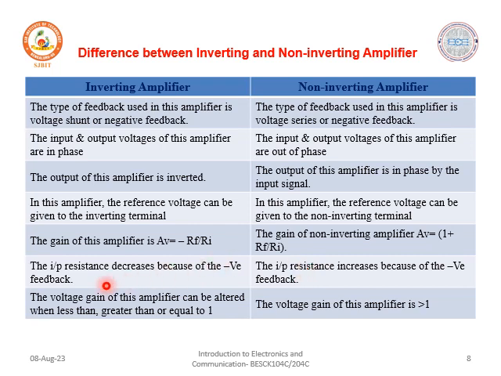In the inverting amplifier, the input resistance decreases because of the negative feedback. In the non-inverting amplifier, the input resistance increases because of the negative feedback only. The voltage gain of the inverting amplifier can be less than, greater than or equal to 1. In the non-inverting amplifier, the voltage gain is always greater than 1. So these are some differences between the inverting and non-inverting amplifier, compared in terms of gain, output voltage and phase.